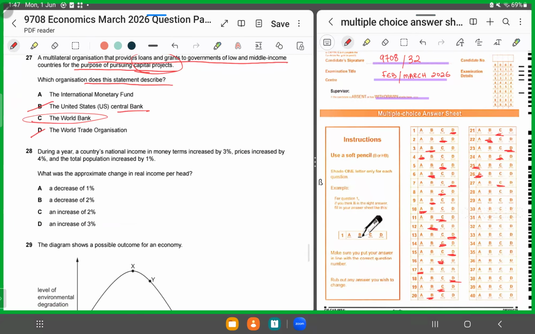Moving forward, MCQ number 28. It says a country's national income in money terms increased by 3%, prices increased by 4%, population increased by 1%. What was the approximate change in the real income? So in money terms it increased 3%, but the prices increased by 4%. So in real terms, it fell by 1%, right? But what happened to the population? The population increased by 1%. Again, you subtract 1% from it. So overall, there was a decrease of 2%. So for 28, we'll shade in B as the correct answer.